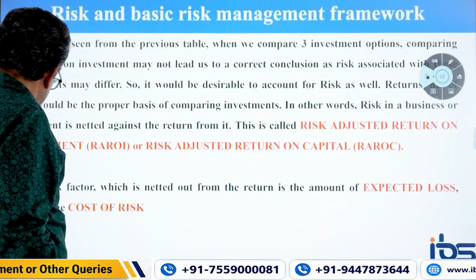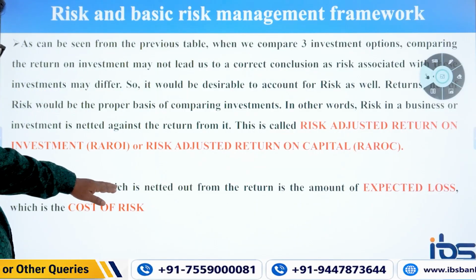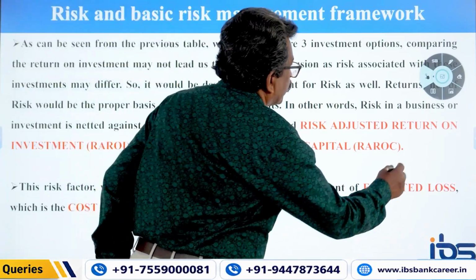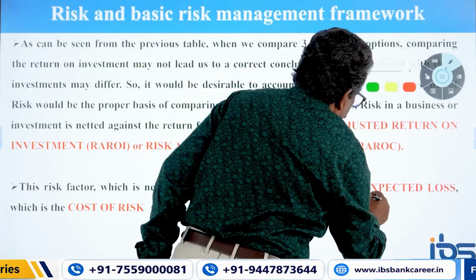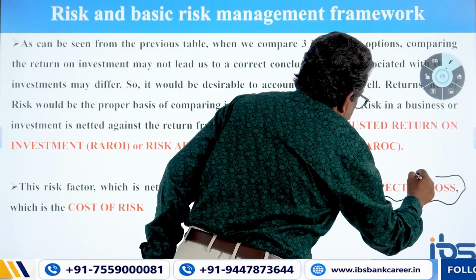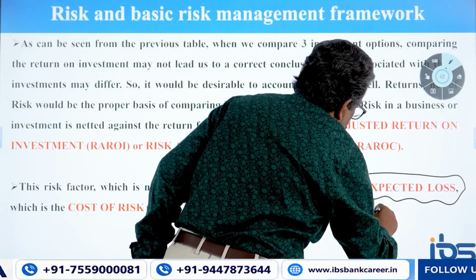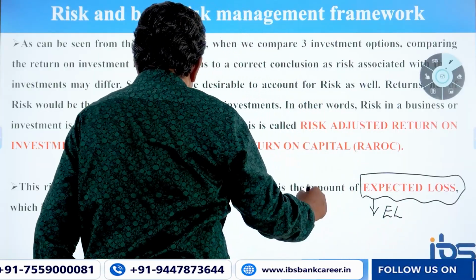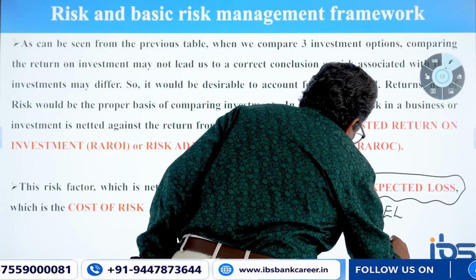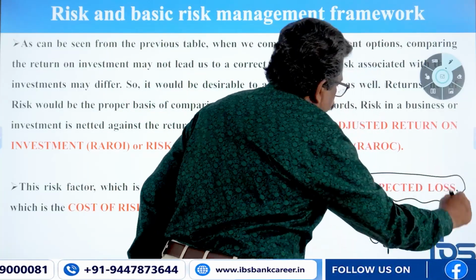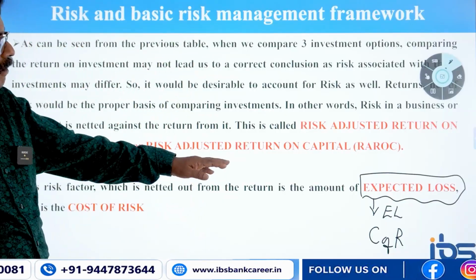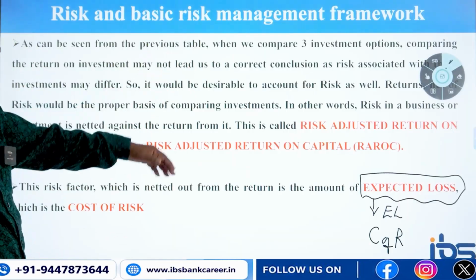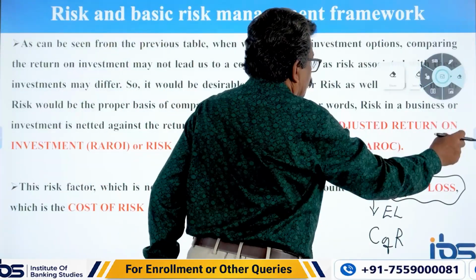So this risk factor, which is netted out from the return, is called the expected loss. This is more important. That is what we have discussed. EL, expected loss. It is nothing but the cost of risk. Expected loss is the cost of risk which has to be netted out from the net profit, and that will give you the risk adjusted return. Simple. RAROC calculation.